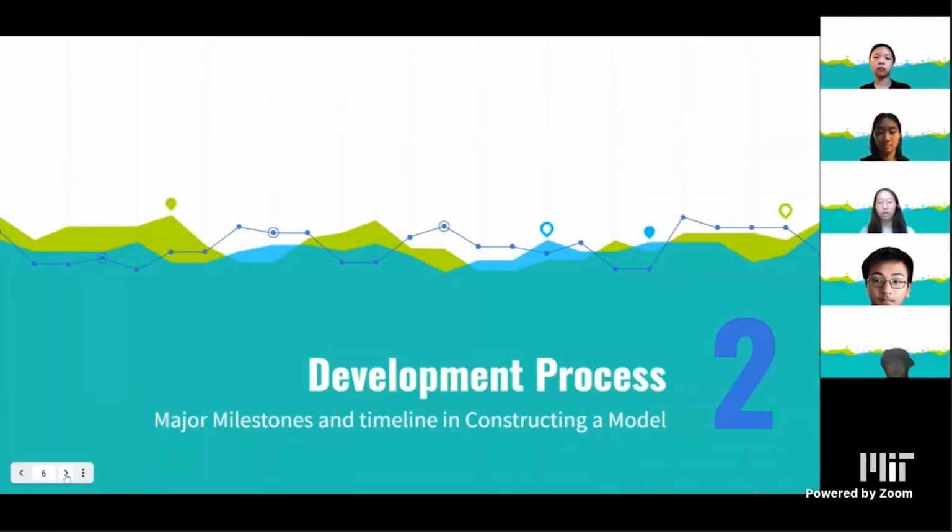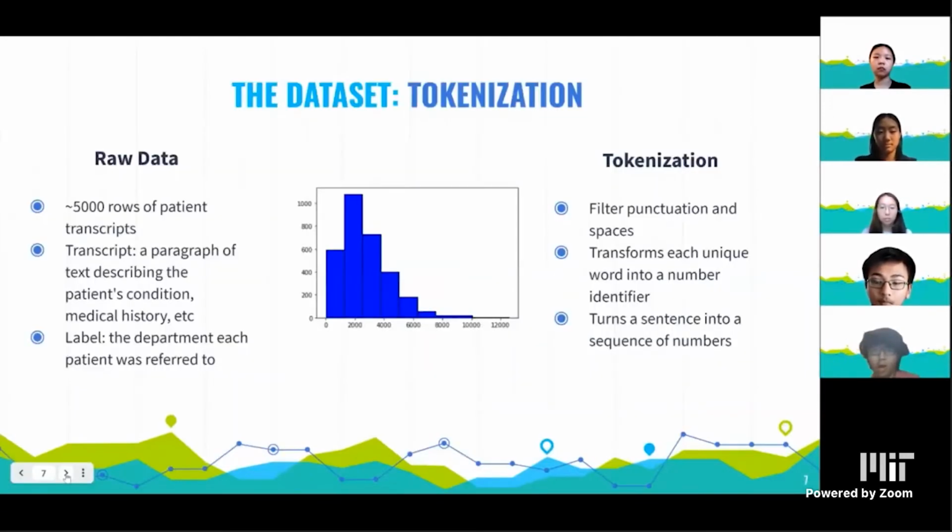Now we are going to talk about how we developed the model. Before creating our model, we first cleaned our data. Originally, our data had around 5,000 rows of patient transcripts, each a paragraph of text describing the patient's condition or medical history. So we cannot use our model with this data directly. We cleaned it through tokenization. We filter punctuation and spaces and transform each unique word into a number identifier, which turns a sentence into a sequence of numbers.